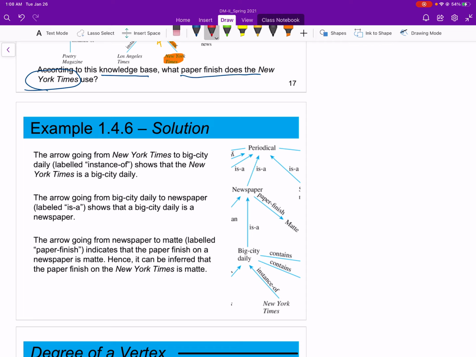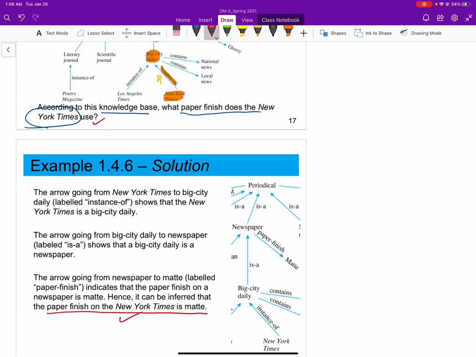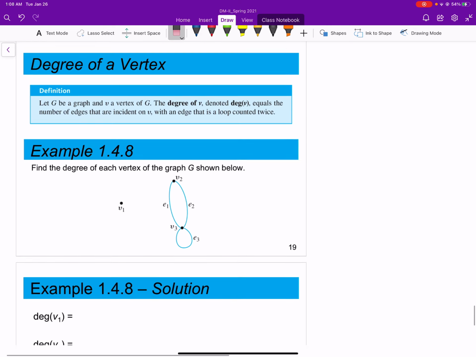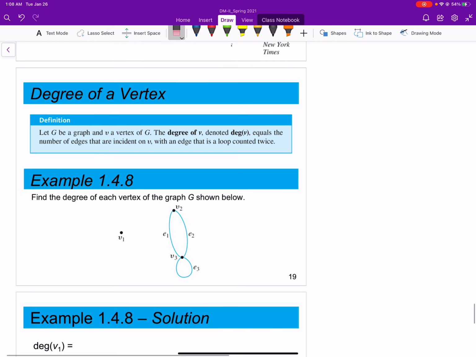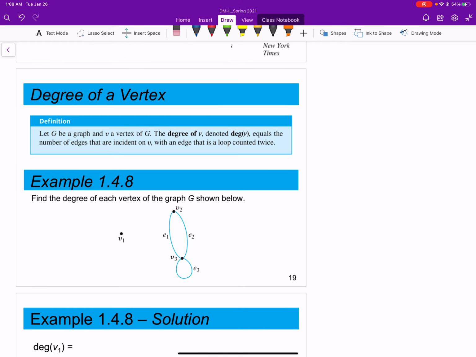All right, so that is the answer for the solution. That's the answer for the question. This is the question, that's the answer. All right, so go forward. Now we have another example. Okay, before that example, let's learn about the degree of a vertex. That's another important thing, degree of a vertex.